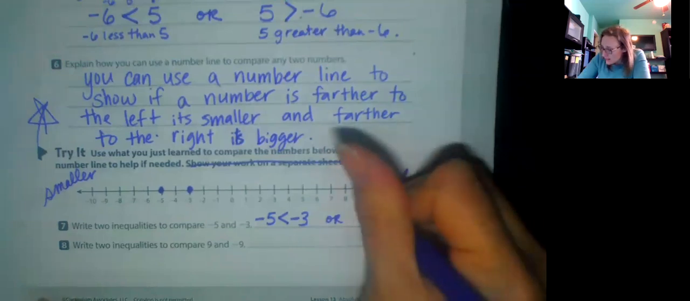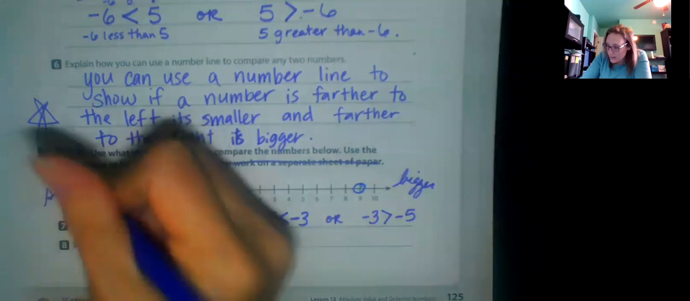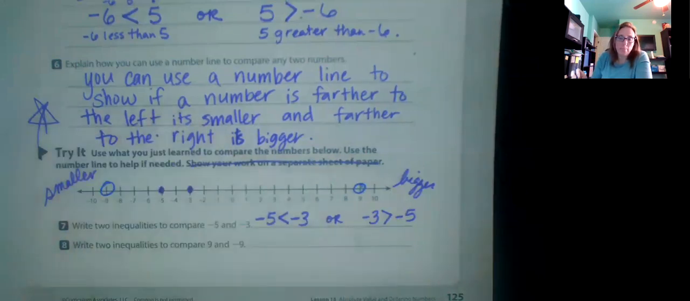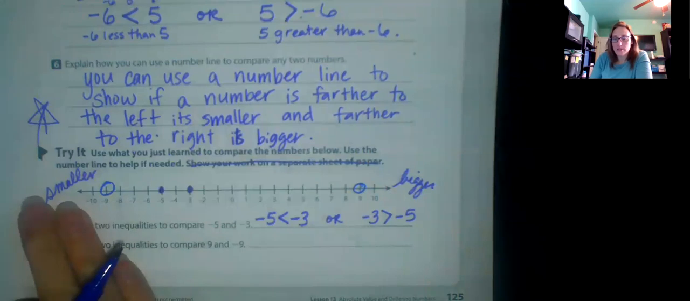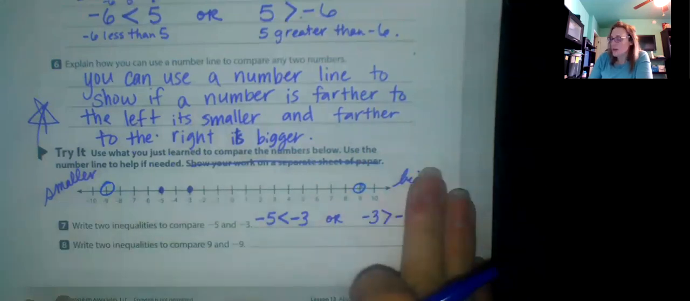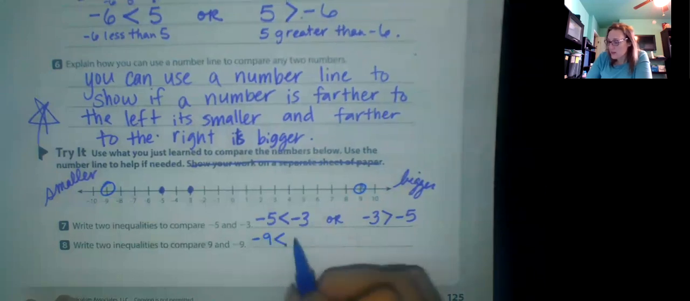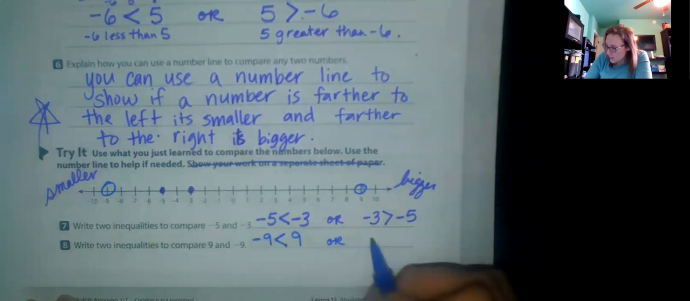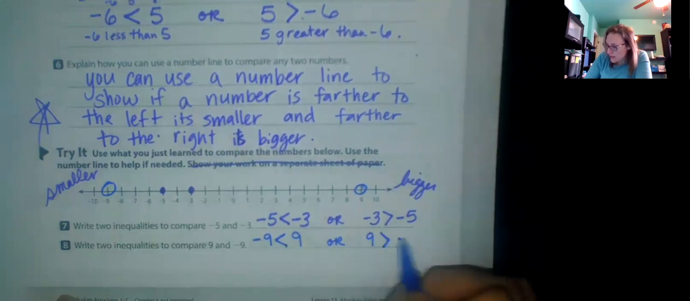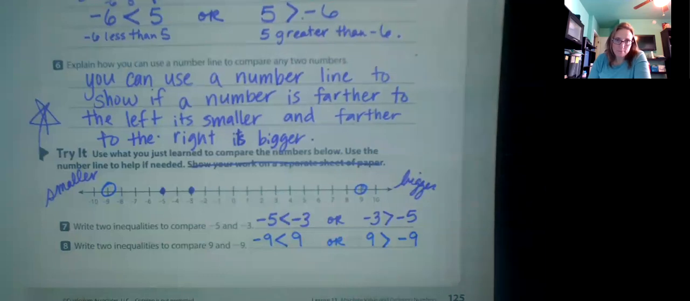All right, let's look at 9 and negative 9. So here's 9, and here's negative 9. Okay, so again, negative 9 is on the smaller side, positive 9 is on the bigger side. So we would write negative 9 is less than positive 9, or positive 9 is greater than negative 9.